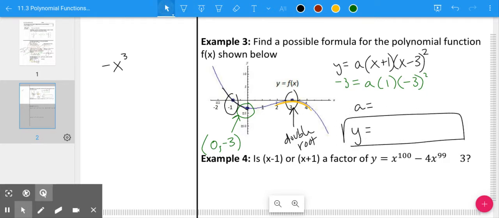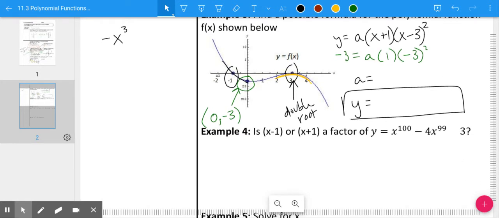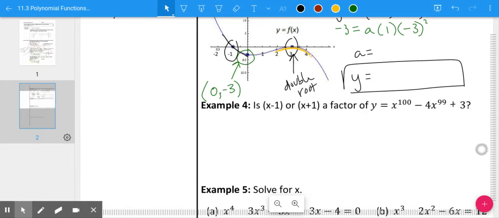In example 4, we want to know if either of these are factors to the equation we have here. And on the equation on my PDF, I'm missing a little plus in front of that 3. So to see if it's a factor, one option is I can use synthetic division, and I can say, okay, if this is x minus 1, then the root I'm testing is x equals 1, and I can set this up.